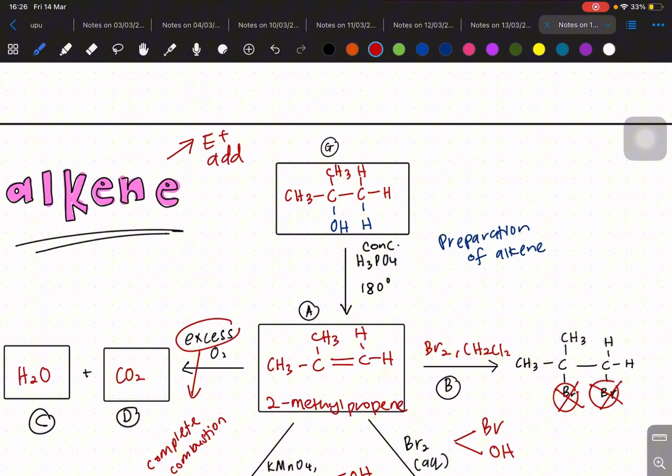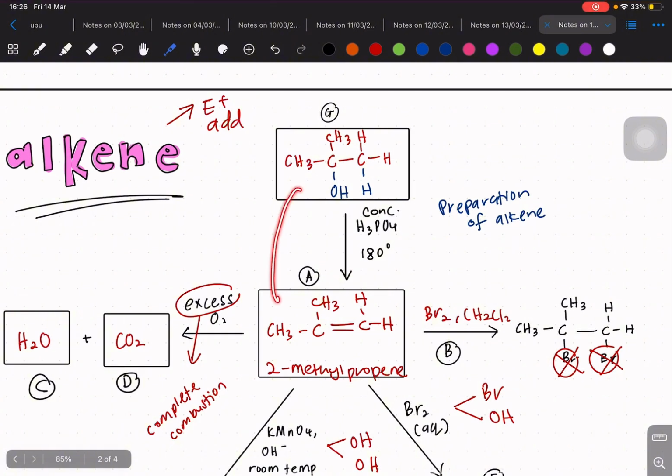So this compound undergoes dehydration, as I said earlier. So H2O, water, will be removed. When water is removed, there is the presence of a bond over here, so it forms a double bond. This is how our product, the alkene, is formed.